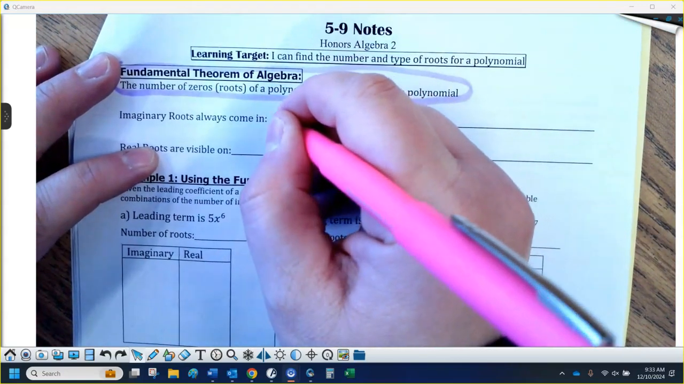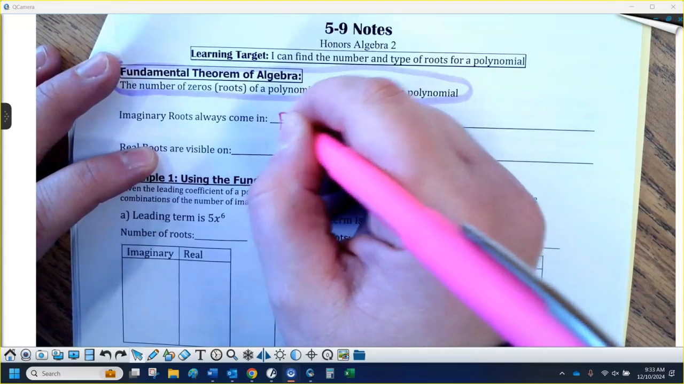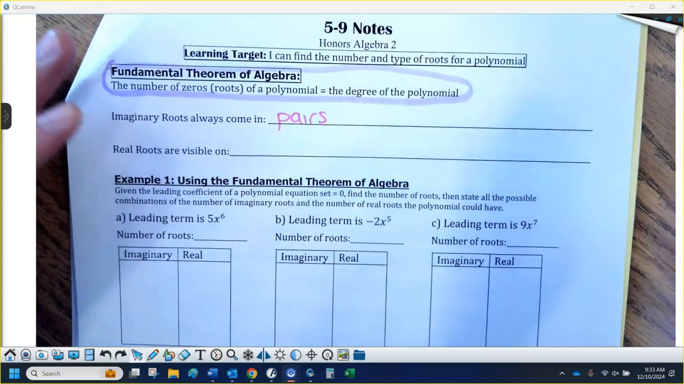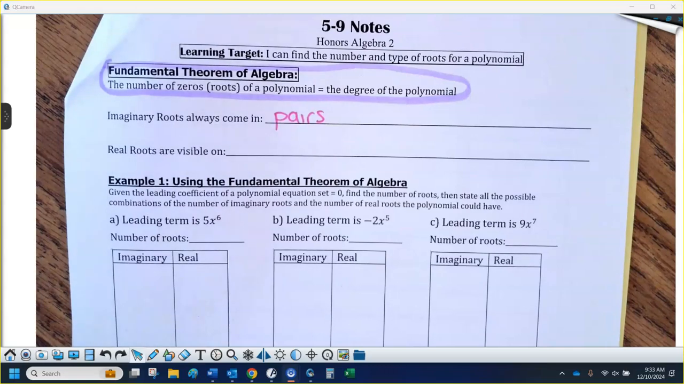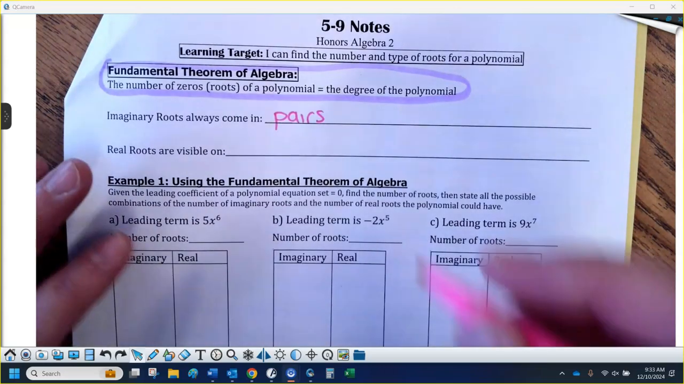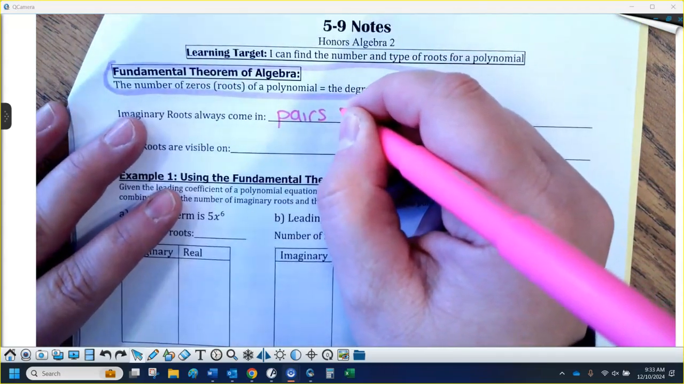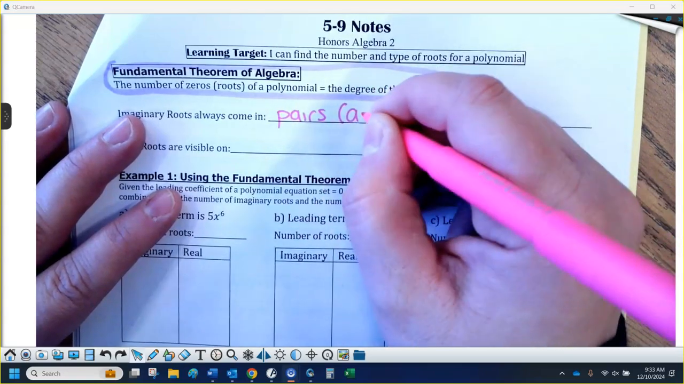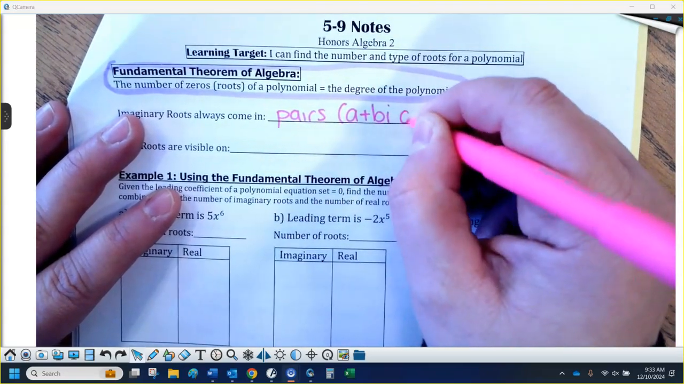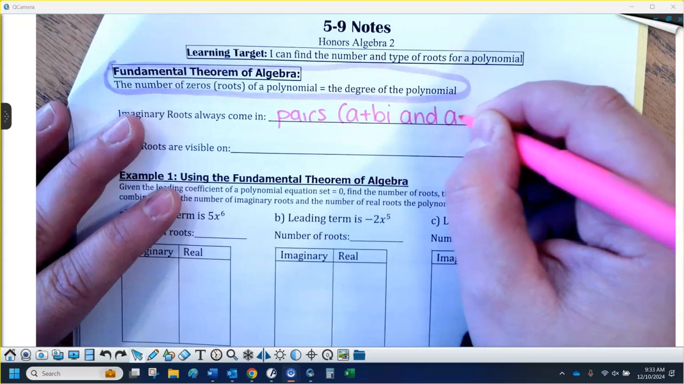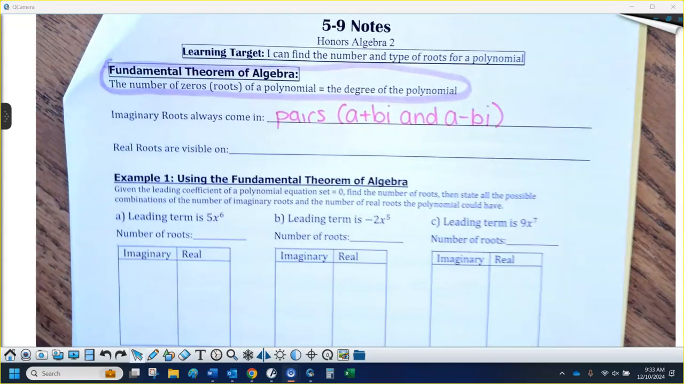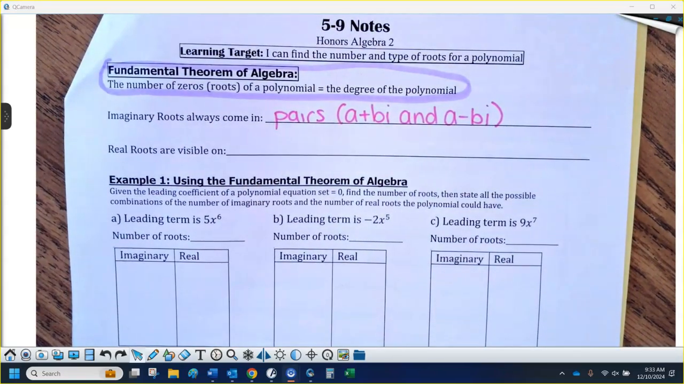So they always come in pairs, so in groups of two, because if you have one imaginary root, then you automatically have its conjugate. So they have to come in pairs. If you have one, you automatically have two anytime you have an imaginary solution. So they have to come in even numbers.